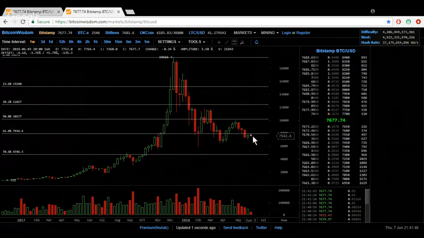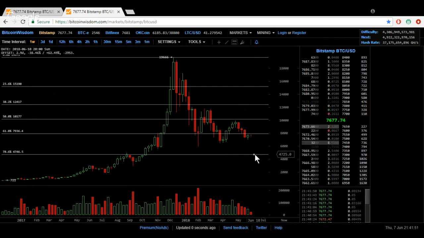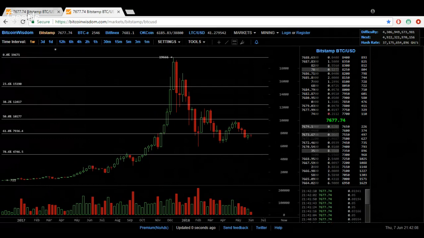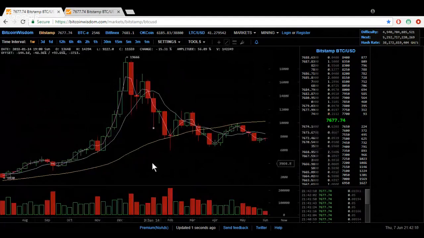If not, it opens up the probability of dropping down to the lower 78.6 number, which is at 47.46. Very close to my intermediate target, very close to Tone's ultimate target. And we'll just have to wait and see what happens there. So now back to the price action.